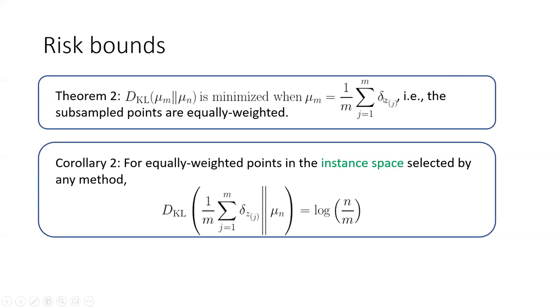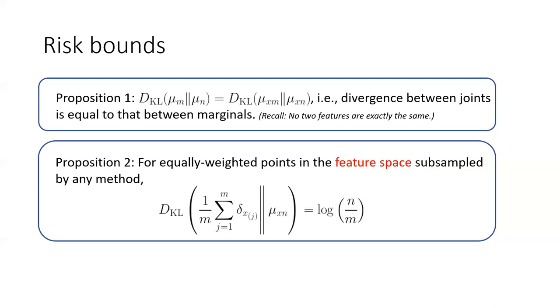But here we notice that this is a property in the instance space. However, if we assume that the data are generated in a way that we sample x first, and then given x, the conditional distribution of p(y given x) is fixed, that means for every data point we have, the p(y given x) is the same. Under this condition, the KL divergence between the joint distributions is actually equal to that between the marginal distributions. That is to say, if only in the feature space we select m points with equal weight, then we also achieve the bound log n divided by m.